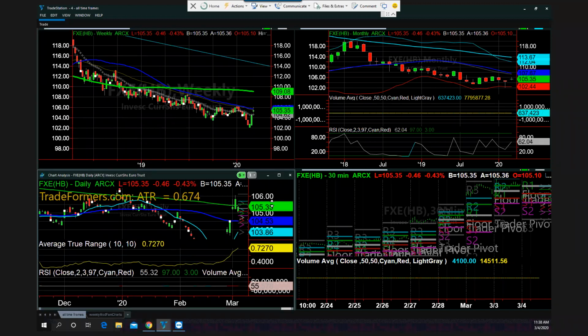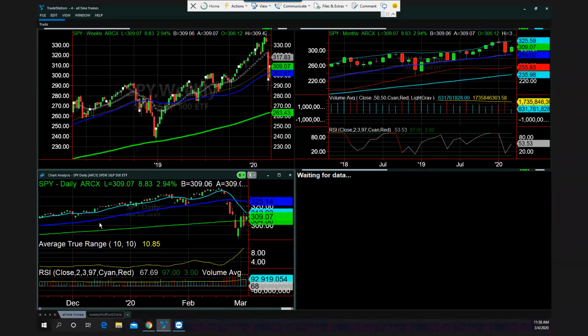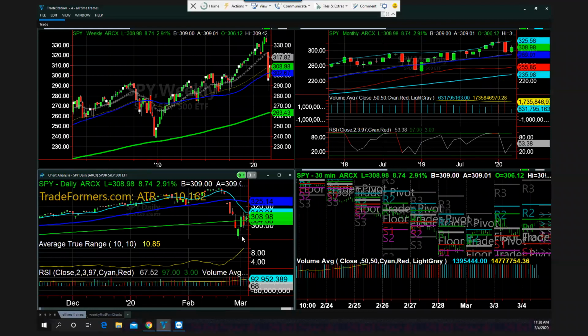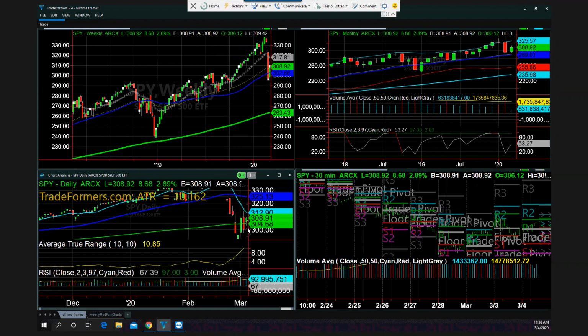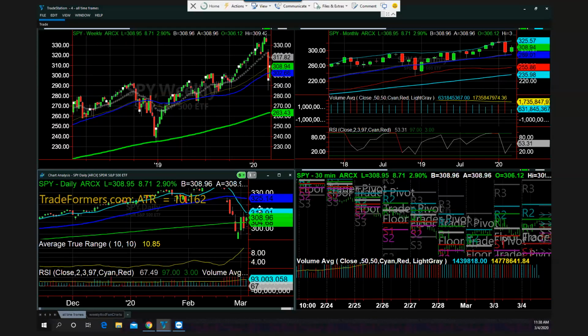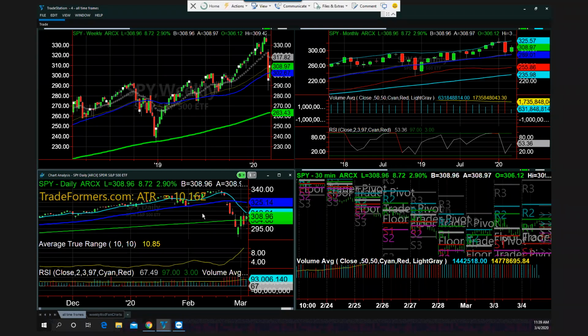So let's talk a little bit now about a couple of other things that I'm watching right now, just so you have a game plan. Let's go back to the SPY, just so you can see where it's at. So now let's assume that the SPY holds up here and can hold the 200-day moving average. I would certainly give this another day. Then here's a couple of trades that I'd be looking at going forward.